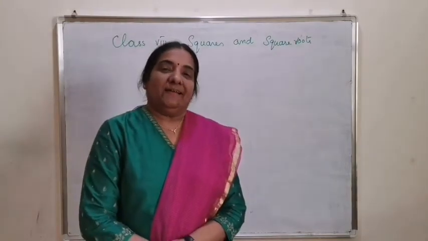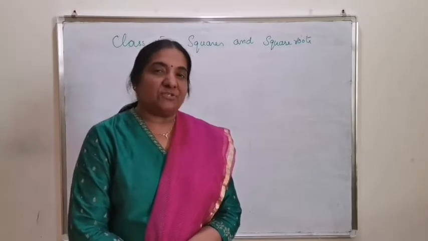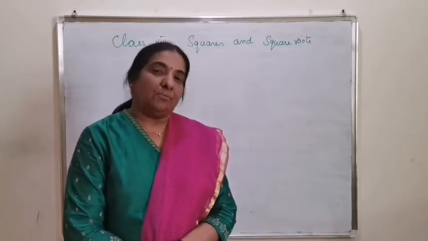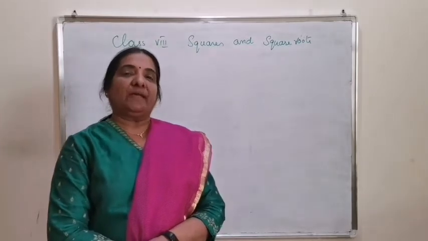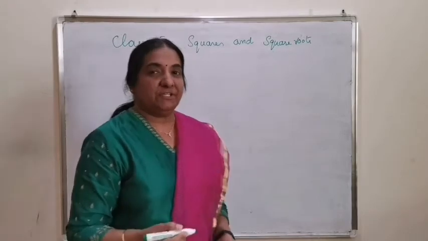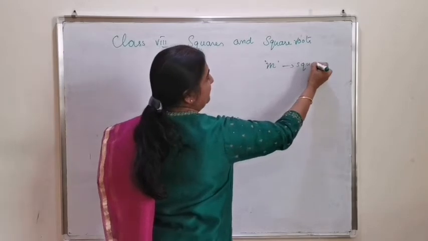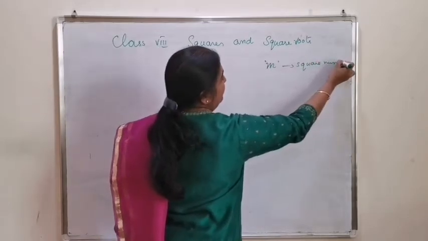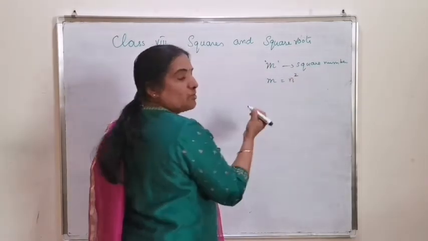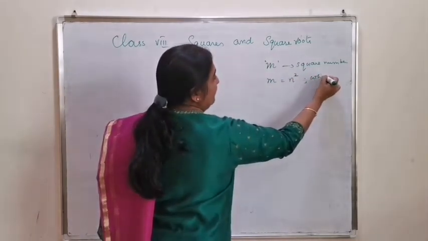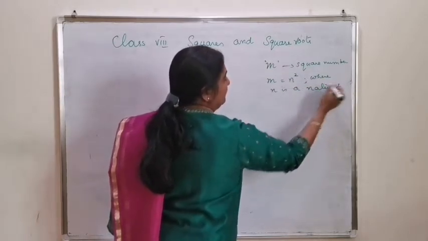Good morning, children. In the last two videos, we discussed the definition of a square number, the properties of a square number, and the interesting patterns shown by square numbers. If you go into the definition, any number m is called a square number if m can be written as n square, where n is a natural number.